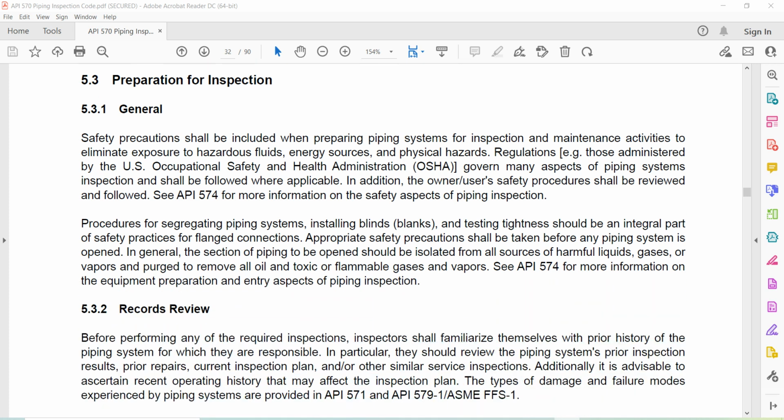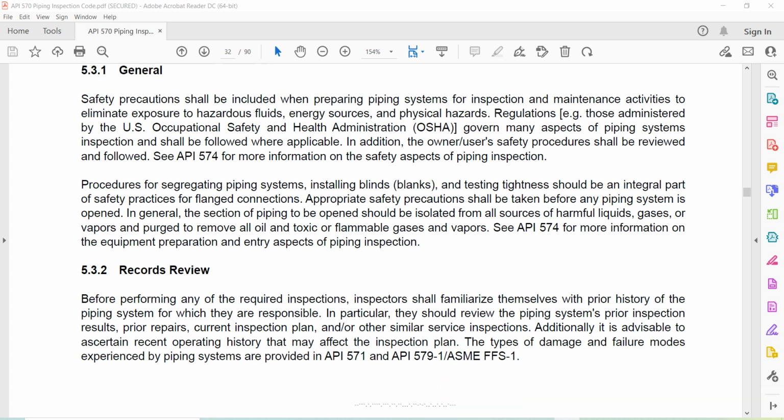5.3 Preparation for inspection. 5.3.1 General. Safety precautions shall be included when preparing piping systems for inspection and maintenance activities to eliminate exposure to hazardous fluids, energy sources, and physical hazards. Regulations, those administered by the U.S. Occupational Safety and Health Administration, OSHA, govern many aspects of piping systems and inspections and shall be followed where applicable. In addition, the owner-user safety procedures shall be reviewed and followed. See API 574 for more information on the safety aspects of piping inspection.